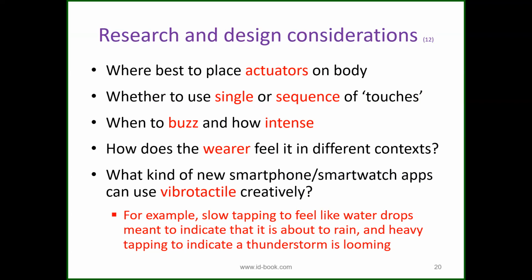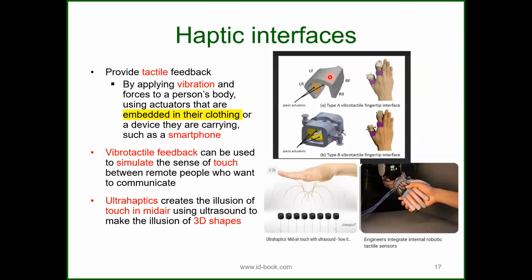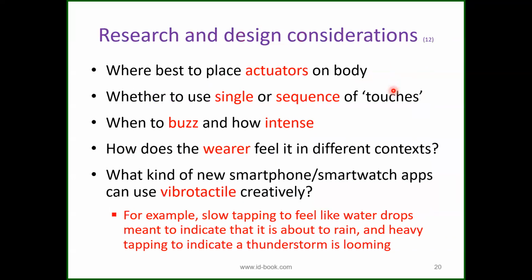The research and the design consideration includes deciding where to place the actuator on the body. For example, we just saw that the actuators are inside the device, and the device is mounted on the body of the user. In this case, it is mounted on the fingers. So placing this actuator on the device and mounting this device on which part of the body is a challenging question.